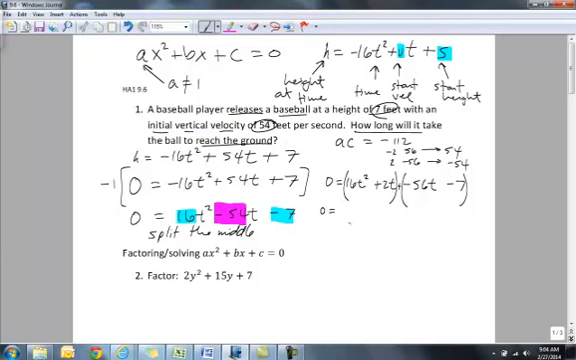what's in common in the first grouping? Well, between the 16 and the 2, there's a 2 in common. And between the t squared and the t, they both have a t. So I'm going to write what's left over in this first group. It's going to be 8t plus 1.